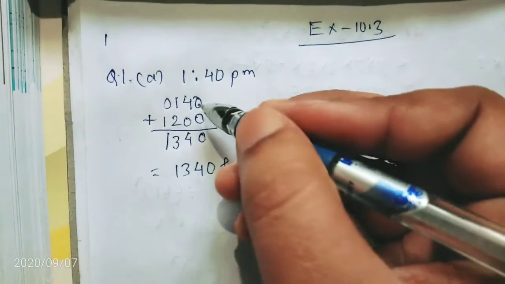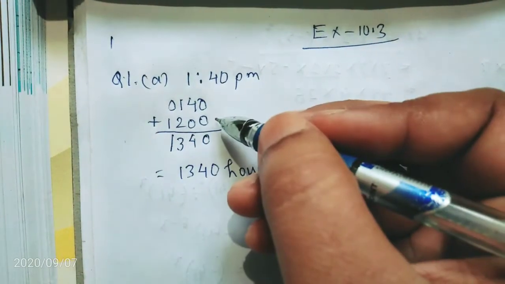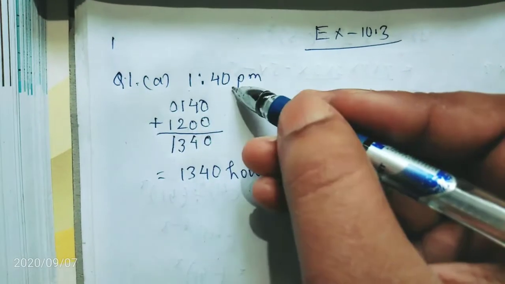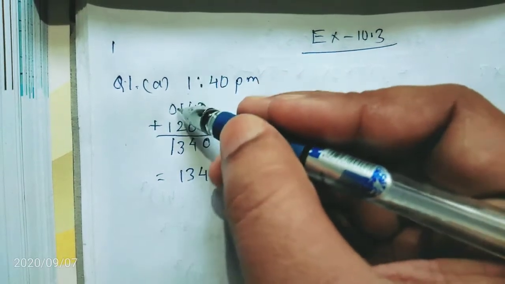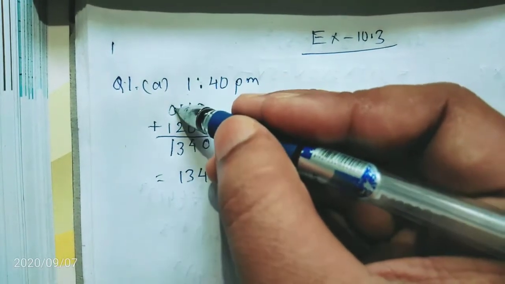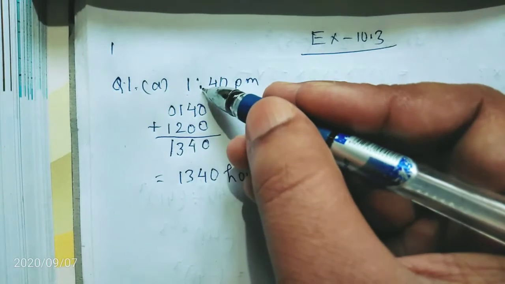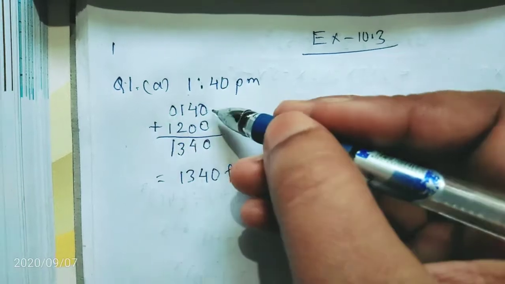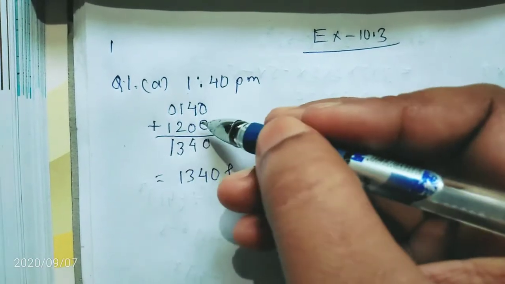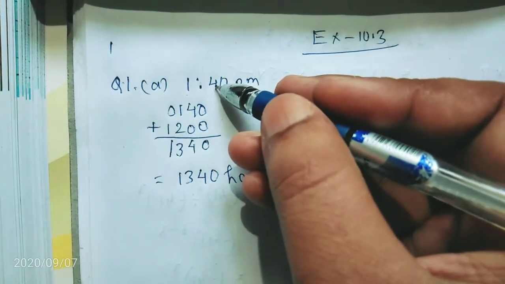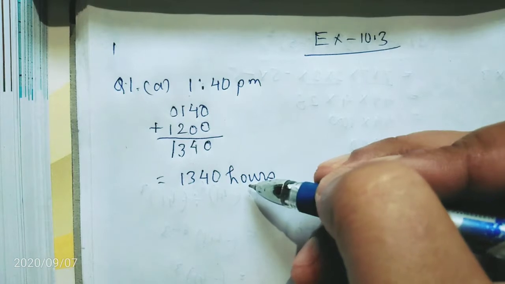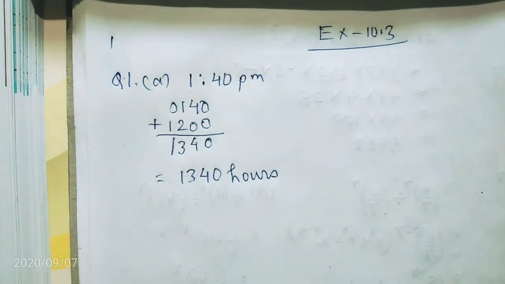So what you have to do is only add 1200 hours to this time. Write this time without using the dots, simply as a 4-digit number, and add 1200 to that number. Then you will get the 24-hour clock time. So it is very easy.